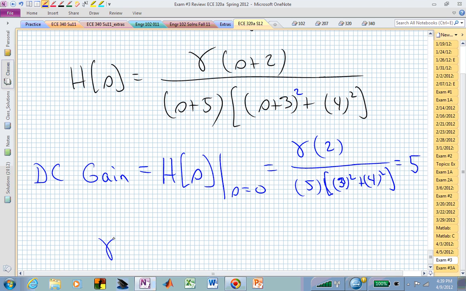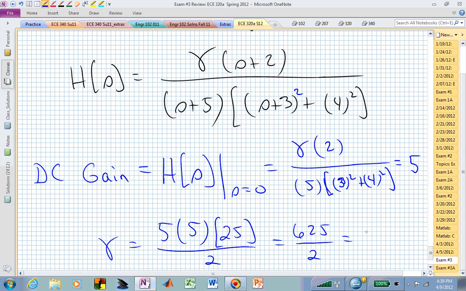So that gamma now is going to be, maybe I should have done something else. You have this 5 times that 5 times, there I have 9 plus 16, or 25, all divided by 2. So I have 25 squared, which is 625 divided by 2. That's now my number gamma, if I had a DC gain of 5.